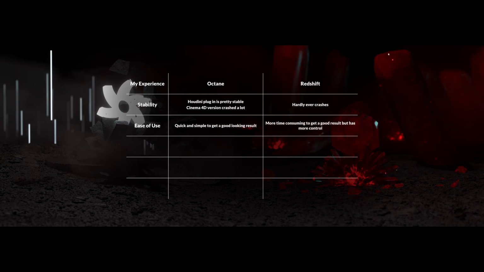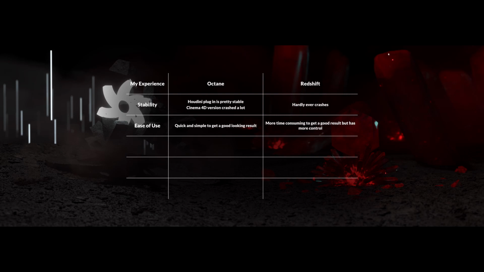Now for the ease of use of the two, I would say for Octane, it is very quick and simple to set up. It gives you a great look right off the bat. It doesn't take a lot of effort to get something that looks good. Compare that to Redshift, and it takes a little bit more time to get a good looking result, but I feel like you also have a lot more control over your settings inside of Redshift compared to Octane, where you're just basically brute forcing your way through things. But like I said, it does take a little bit longer to get a good result.